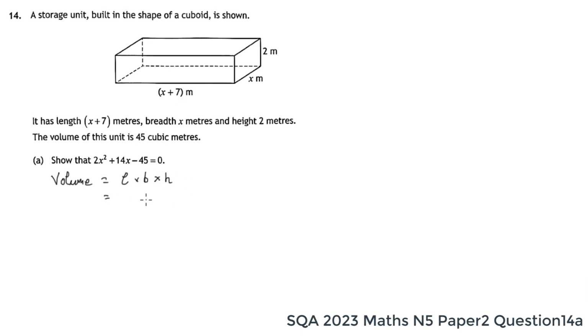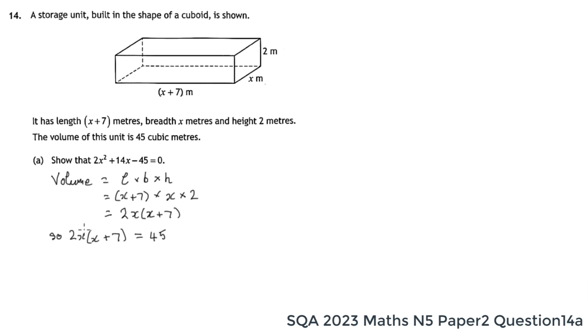And in this case, the length is x plus 7, the breadth is x, and the height is 2. Length, breadth, height. And we write that in a slightly different way. We usually put numbers at the front, 2 times x plus 7, and just leave out the multiplication sign. So it's 2x outside brackets with x plus 7 there. And we're told that volume is equal to 45. So 2x times x plus 7 will equal 45.